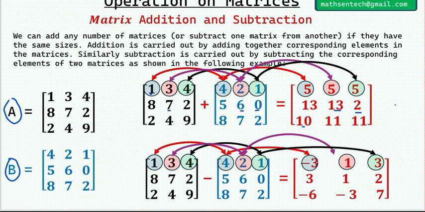Alright, so that's what to do with subtraction. Of course, you can complete the others. Again, which is fairly simple. 8 minus 5, you get 3. 7 minus 6, you get 1. 2 minus 0, you get 2. 2 minus 8, you get negative 6. 4 minus 7, you get negative 3. 9 minus 7, you get 2.